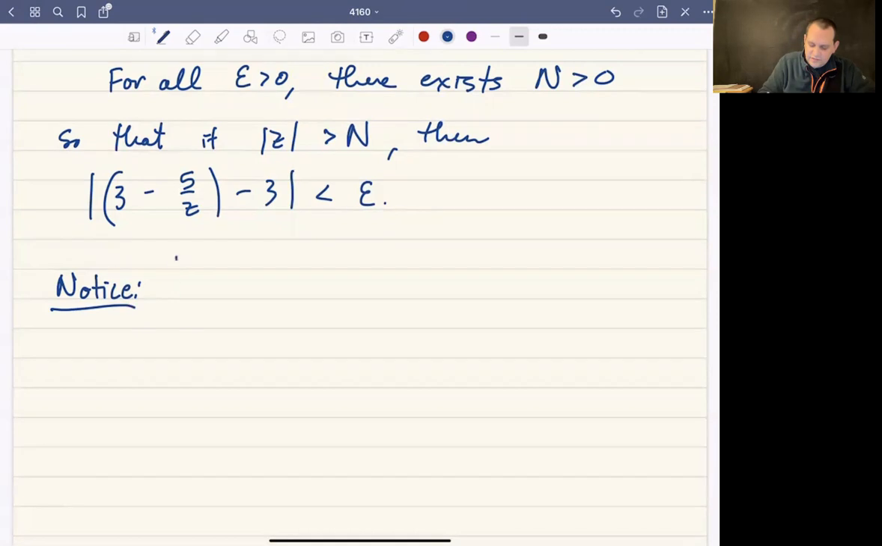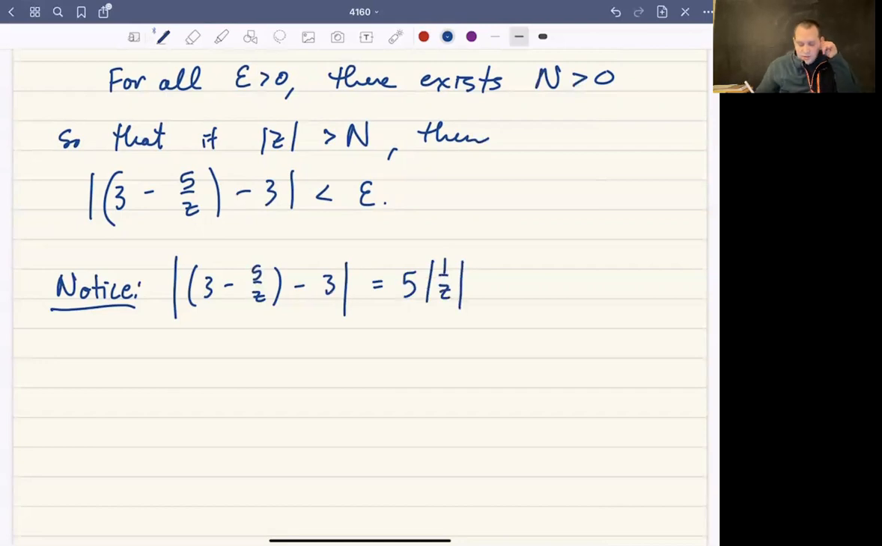So I'm going to notice that if I take our function f minus our limit L, so that's the 3 minus 5 over z minus 3, that's equal to 5 times the modulus of 1 over z, because the 3's cancel and the negative 5 you can bring outside. You can treat that like an absolute value if you want. Then we're just left with the modulus of 1 over z. Or, to make this even more recognizable, 5 over the modulus of z. Whichever you prefer.